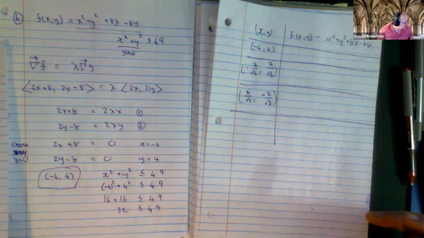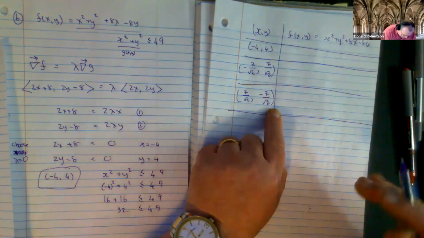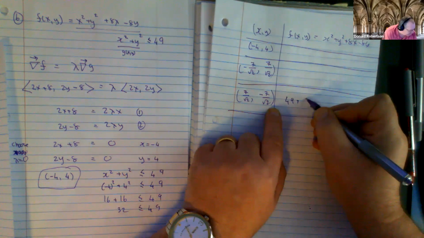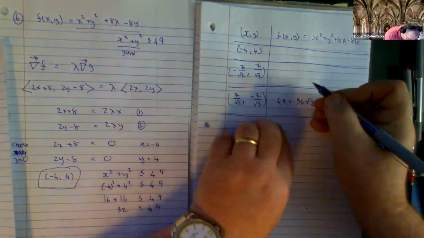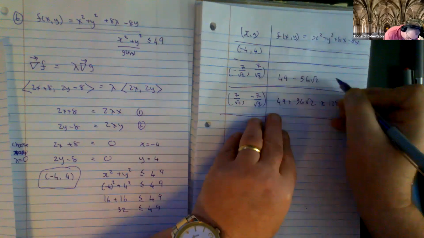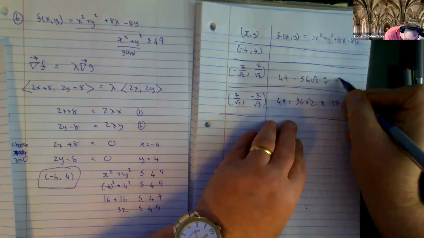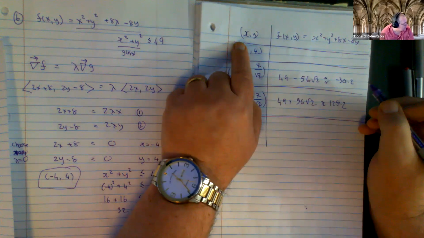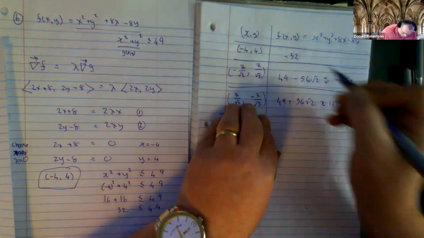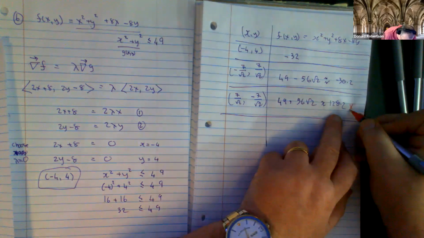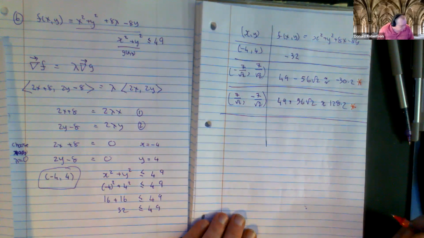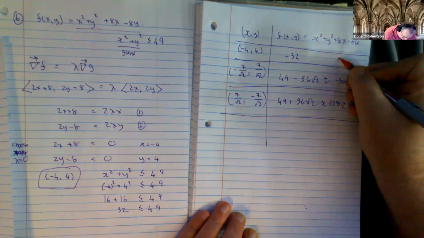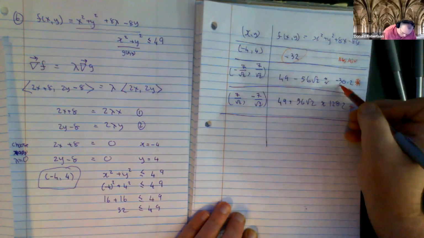And I'm going to cheat here. If you use this one, the answer that you get is 49 plus 56 root 2, which is about 128.2. If you do this one, you get 49 take away 56 root 2, which is approximately negative 30.2. And if you use the 4, 4 one, you get negative 32. So the absolute max is this one, and the absolute min was this one. Is that right? No, negative 32 is the absolute min. That's fair, right? That's smaller than that, right?